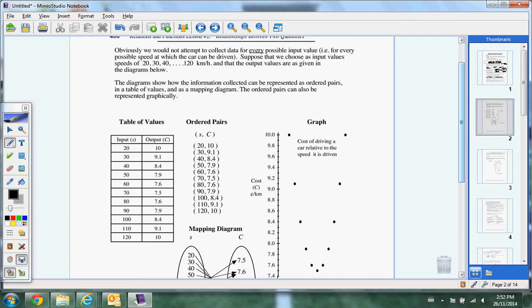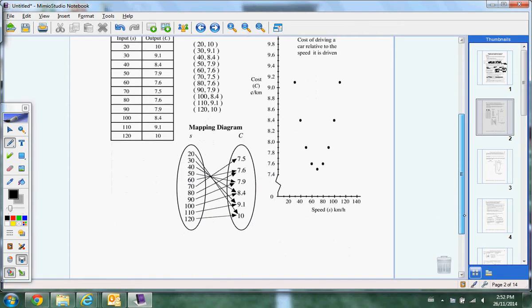The diagram shows the information collected represented in ordered pairs. So your table has your X's and your Y's, and they just took these and made them points. There are your ordered pairs. Then they took those and plotted them. Is everybody okay still? And then the mapping diagram.